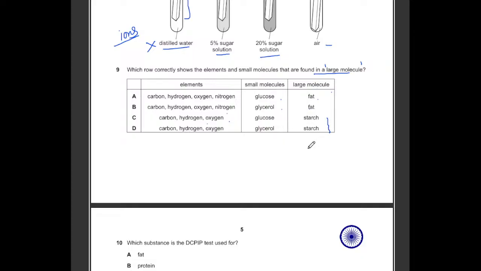Okay, and now we have two options, glucose and glycerol. Glycerol does not contain CHO. Starch, a carbohydrate, has these elements, the small molecule is glucose, and a combination of all these will form a large molecule called starch here. So the answer is option C.